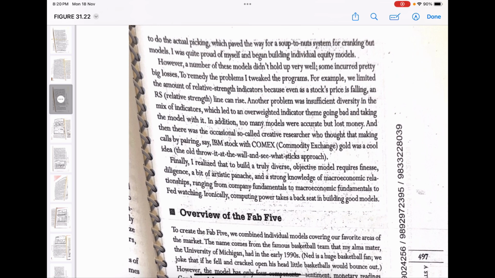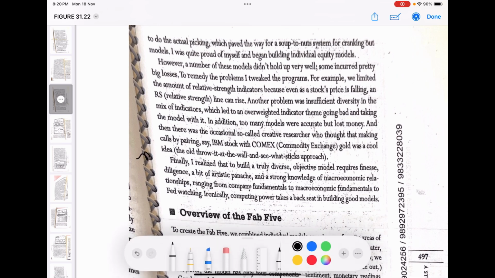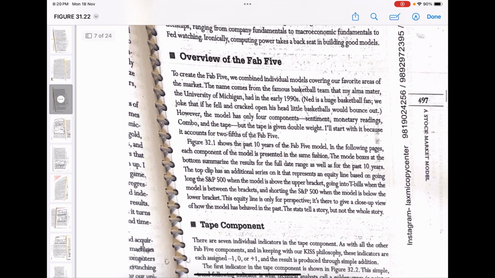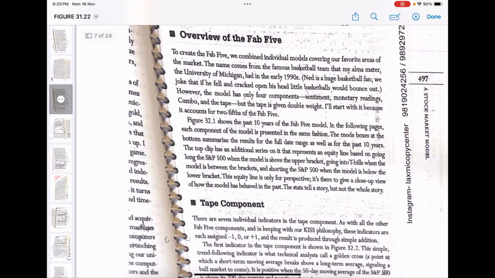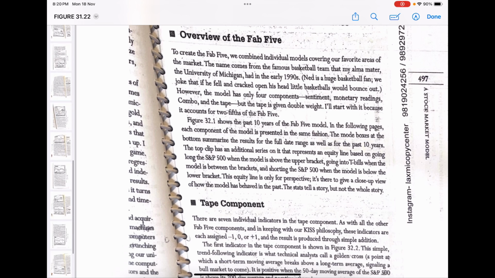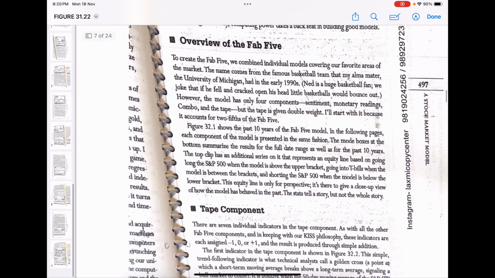After that, finally, I realized that a truly diverse objective model requires finesse, diligence, a bit of artistic panache, and a strong knowledge of macroeconomic relationships ranging from company fundamentals to macroeconomic fundamentals to Fed watching. Ironically, computing power takes a backseat in building good models. All right, so that was just the story which he narrated. Now let's come to the overview of the Fab Five.